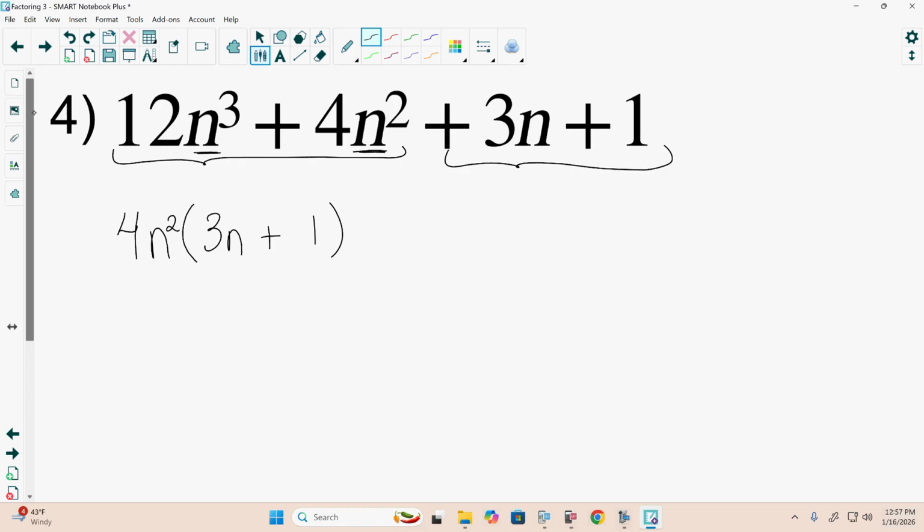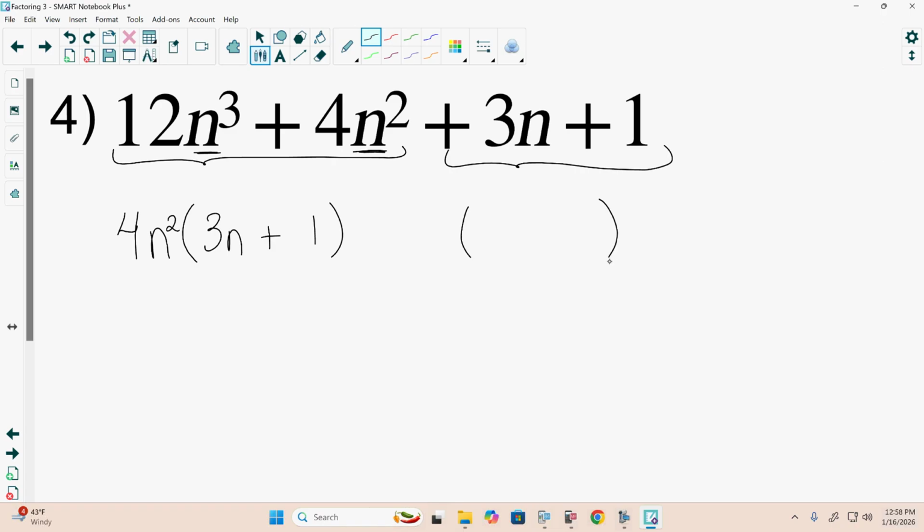So two ways we can go about looking at the next set of terms. The first is we just look to see what's in common with both terms, find that greatest common factor, and factor it out. What is in common with 3n and 1? Is there anything in common with 3n and 1? Well, no.